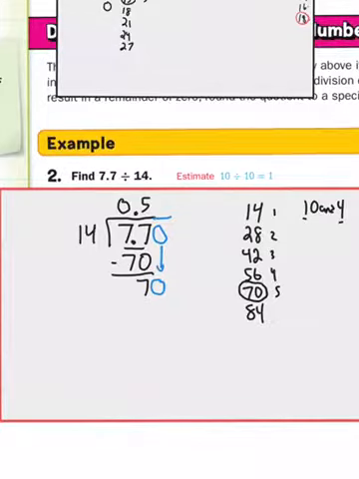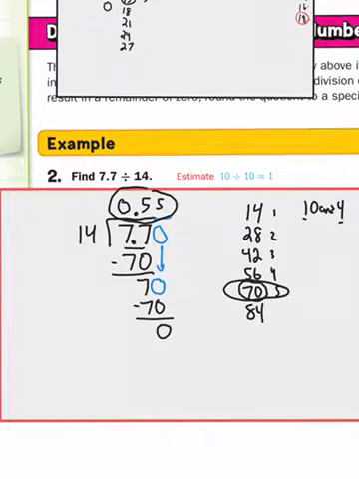So now I'm going to bring down, and I have a 70. So the question is, how many times does 14 go into 70? Well, we already said it goes in 5 times, which is 70. Subtract, now I have 0. So my answer is 0.55.